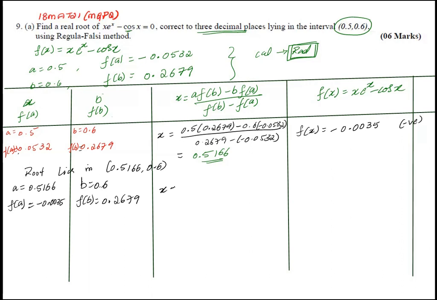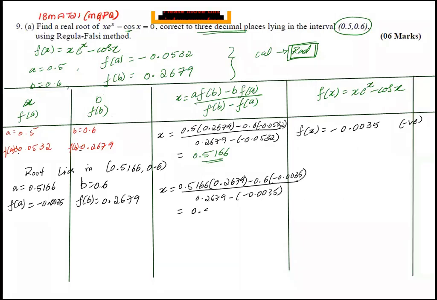Calculate the x value: a is 0.5166, f of b same as previous, minus 0.6 times f of a, which is negative 0.0035, divided by f of b minus f of a. Use the calculator again. 0.5177 got as the answer.